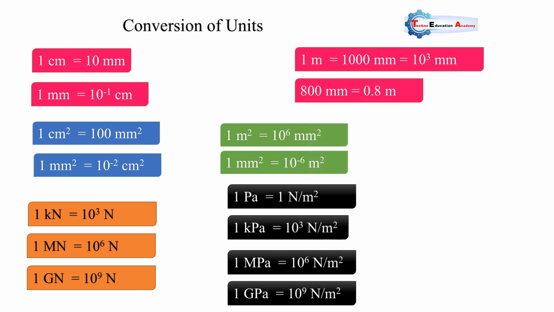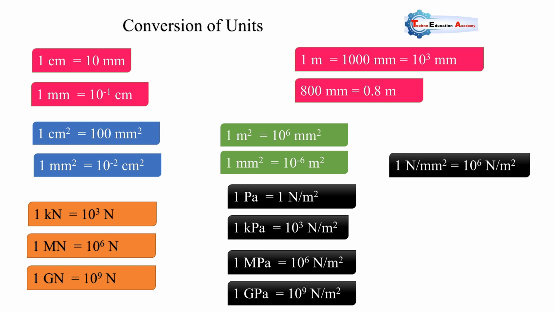So pressure is the ratio of force upon area, and we know that the unit of force is Newton and the unit of area is meter square. So pressure equals force upon area, so its unit is Newton per meter square, and 1 Newton per meter square equals 1 Pascal. Sometimes in examples it is given in kilopascal, megapascal and gigapascal. Kilo means 10 raised to 3, mega means 10 raised to 6 and giga means 10 raised to 9. We have already discussed this.